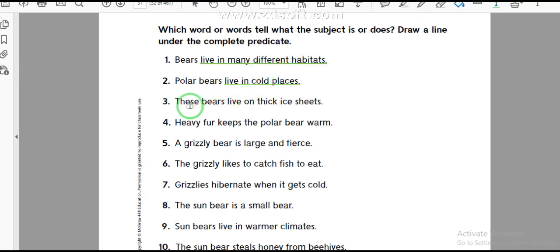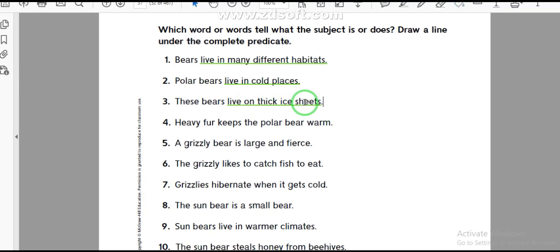Number three, these birds live on thick ice sheets. About whom am I talking? I'm talking about these birds. This is the subject. Where's the predicate? What do they do? Live on thick ice sheets. All of this here is the complete predicate, right? Live is the verb. Start from the verb till the end. Live on thick ice sheets means that they live on ice, right?